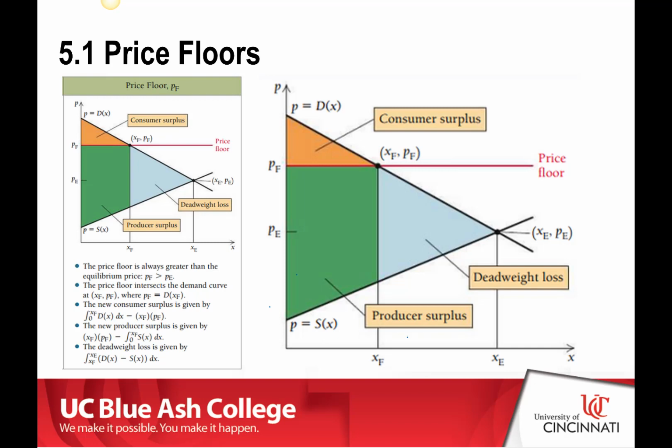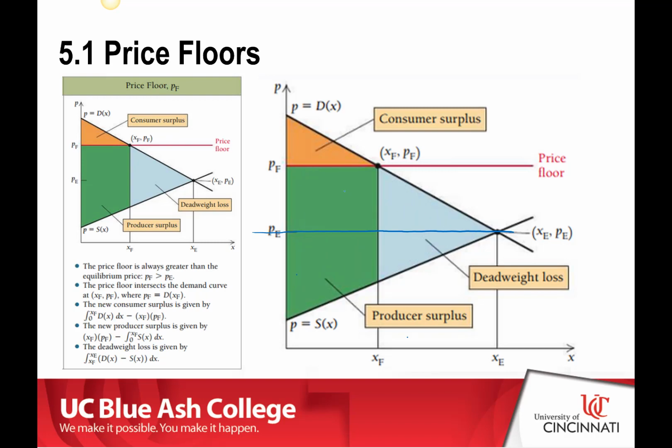Okay, let's compare a price floor scenario to a price equilibrium scenario. In the price equilibrium scenario, the producer gets the lower half of the green as well as the lower half of the blue. This is all the producer surplus. In a price equilibrium scenario, the consumer gets this whole top half.